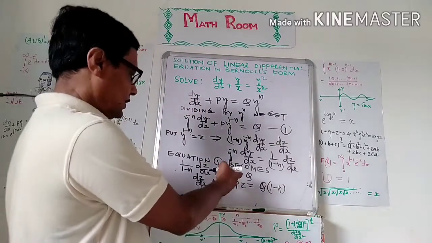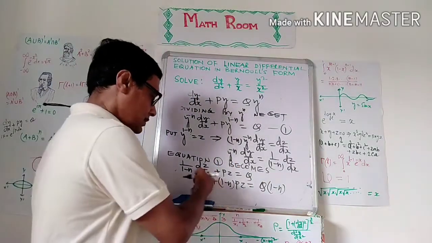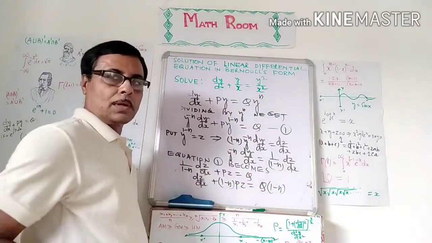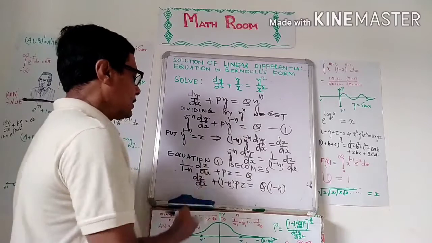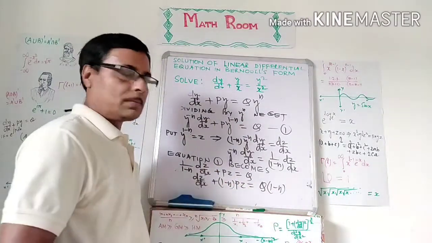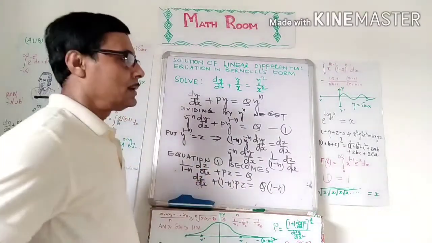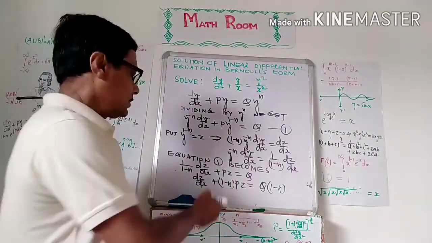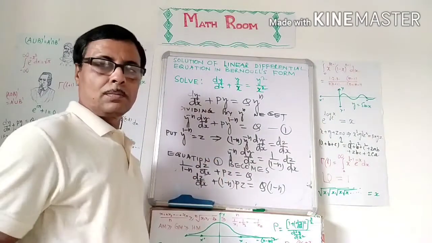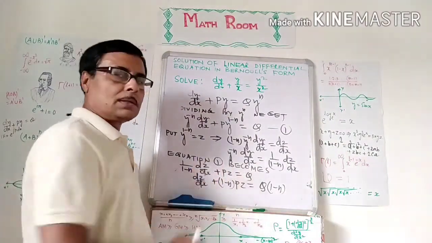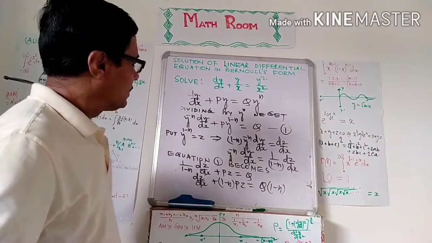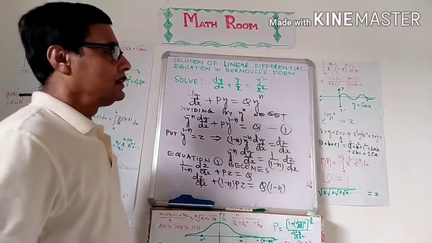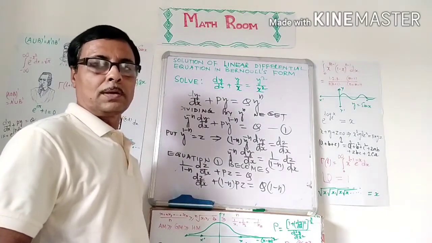Now you see that the right hand side of this linear equation is only a function of x. So this is the linear form, the perfect linear form, the perfect linear differential equation. We have already known the method of solution of this perfect linear differential equation. How can we solve it? There we have to use the integrating factor.